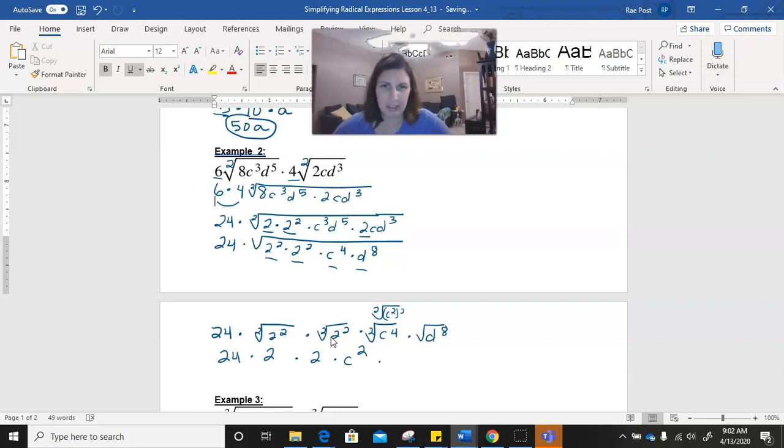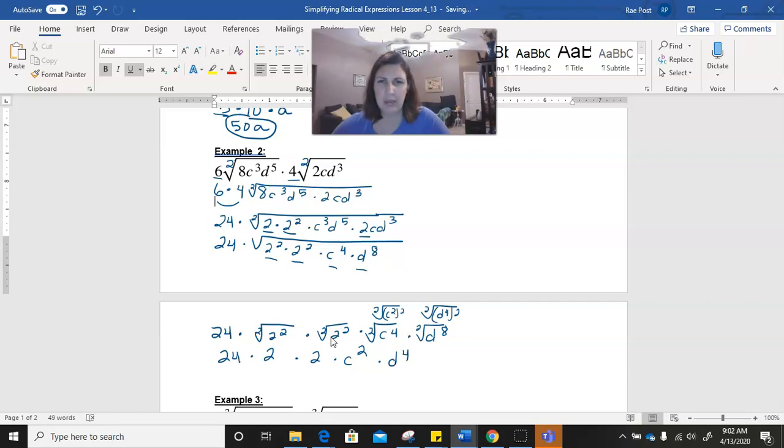And then you also have d to the 8th over here. And remember, that is the same as saying d to the 4th squared. And so when you simplify that, you get d to the 4th. This is what we've been doing for a couple of weeks now, so I'm not going to go over that again.